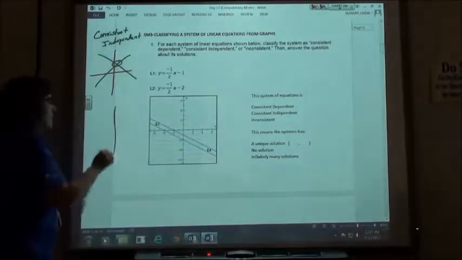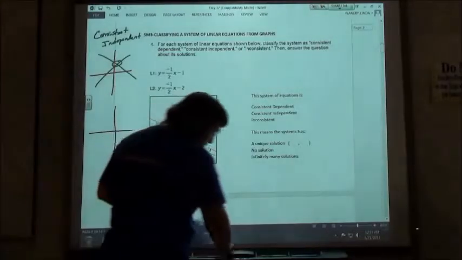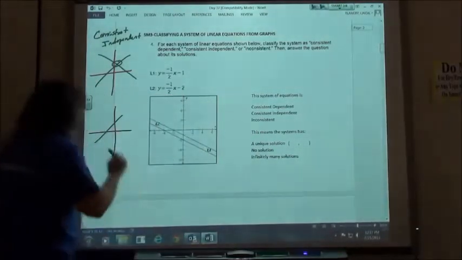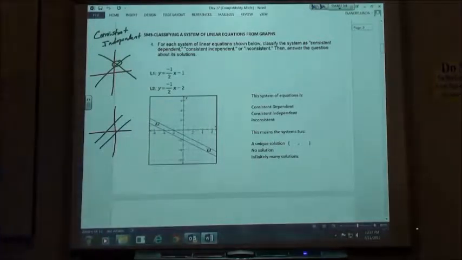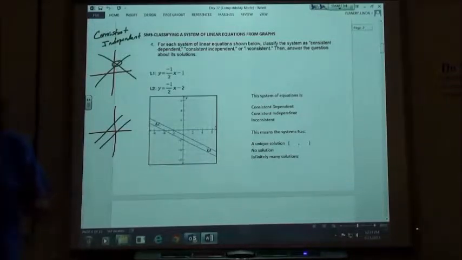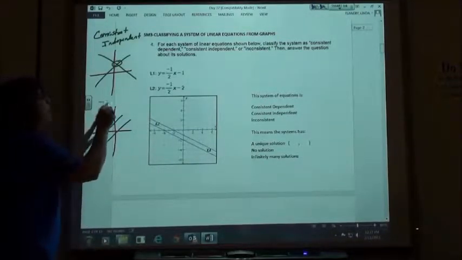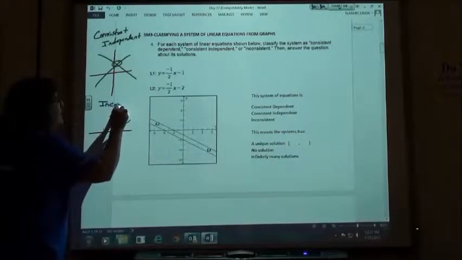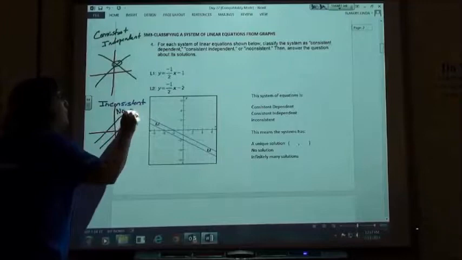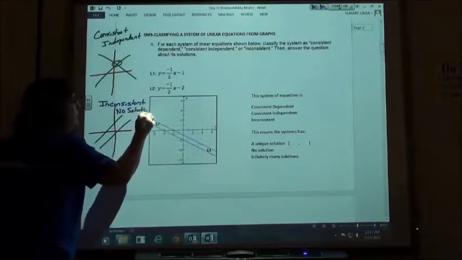The next probably most common way of drawing two lines is when you have two lines that, if I could draw, were parallel to each other. If those two lines are parallel, they're never going to touch each other, so they're never going to have a solution that's common to both of them. Those are called inconsistent and will have no solution.